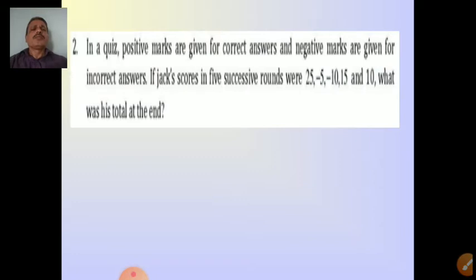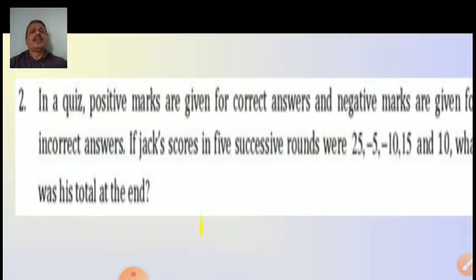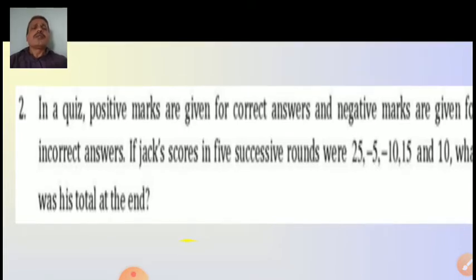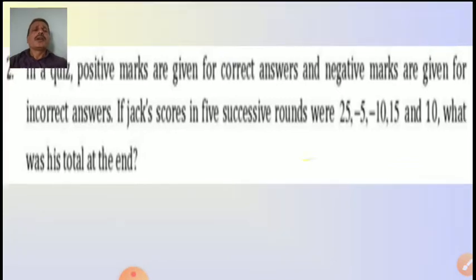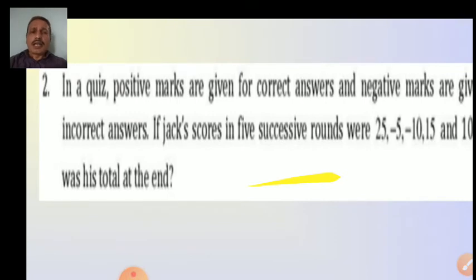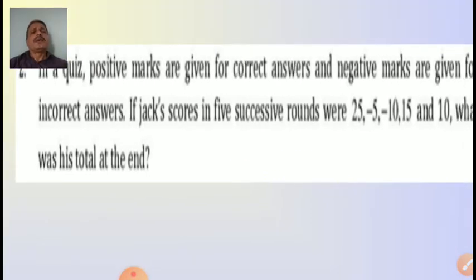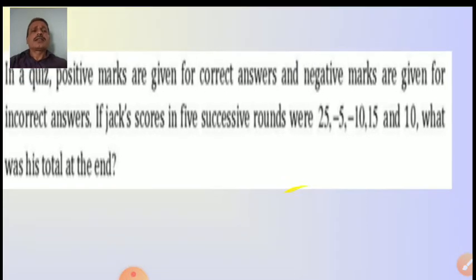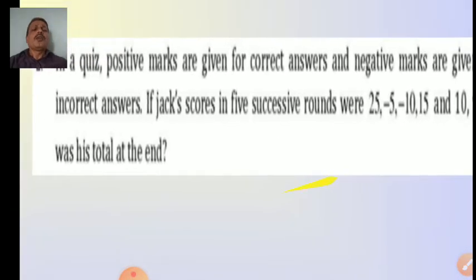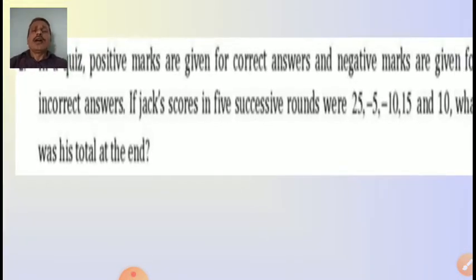Now look at question number 2. Question number 2 is represented here by saying in a quiz. Do you like to play a quiz, student? Yes. Positive marks are given for correct answers and negative marks are given for incorrect answers. If Jack's scores in 5 successive rounds were 25, minus 5, minus 10, 15 and 20, what was his total at the end?